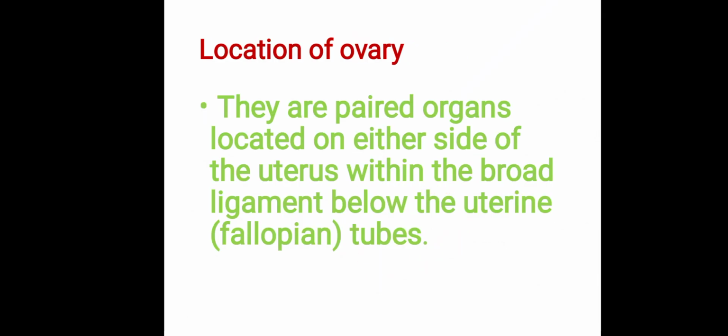Next, the location of the ovary. They are paired organs located on either side of the uterus within the broad ligament, below the uterine or fallopian tubes. So they are located on either side of the uterus within the broad ligament below the uterine fallopian tube.